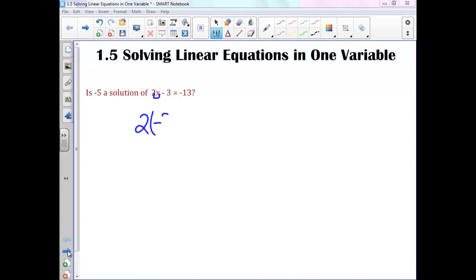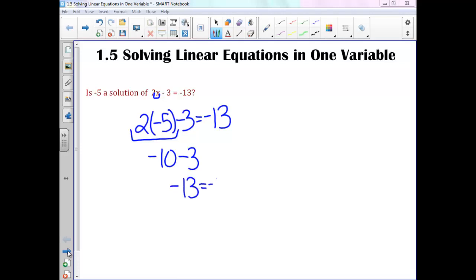So 2 times -5 minus 3 equals -13. 2 times -5 is -10. Minus 3, so -13 equals -13. So yes, it is. If you got two numbers that didn't equal each other, your answer would be no.